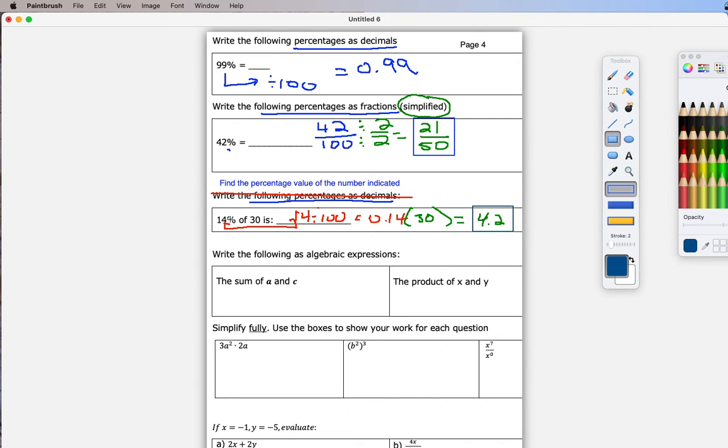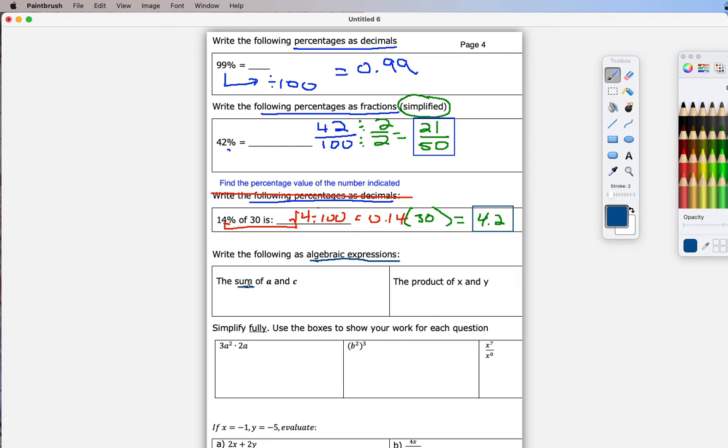So to find a percentage of a number, once again, take the percentage, divide by 100 to get 0.14 and multiply it against 30. Okay. So that's it for our percentage questions. Let's take a look at the other questions we have here. Write the following as algebraic expressions. So we need to change this into algebra.